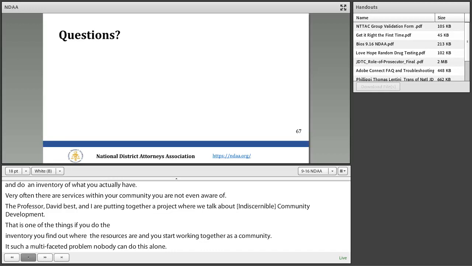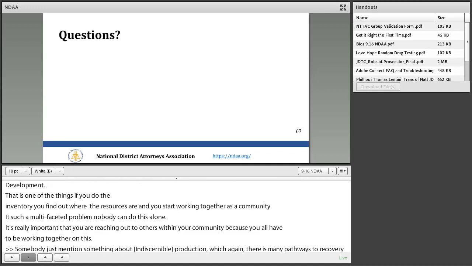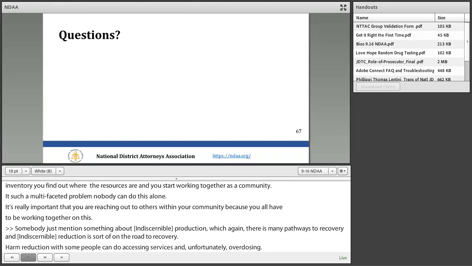And I see somebody just mentioned something about harm reduction, which again, there's many pathways to recovery, and harm reduction is obviously one of them, and that's sort of on the road to recovery, because harm reduction with some people can still lead to accessing services and unfortunately overdosing, because when you're continuing the use, especially with opioids, because of the risk of fentanyl, or even with cocaine and things like that.